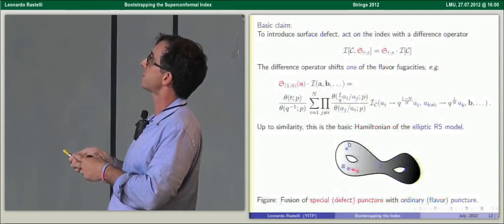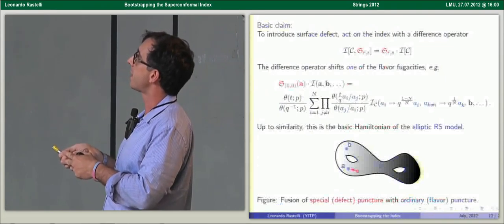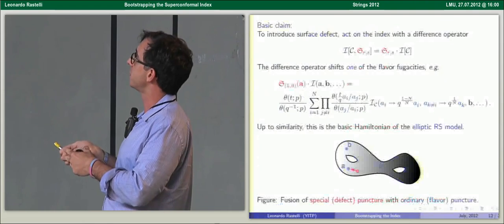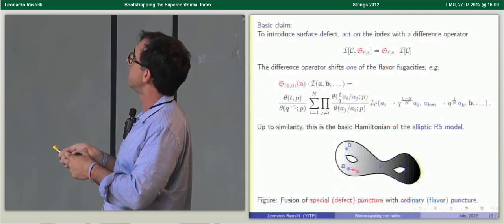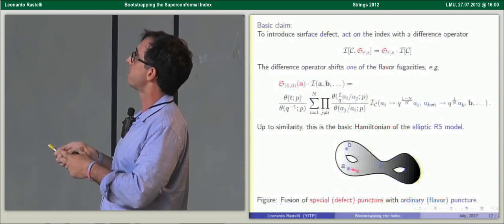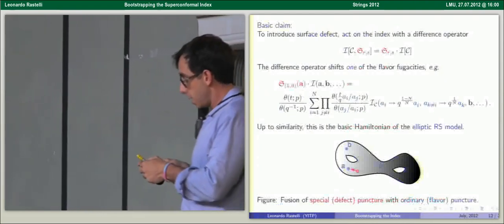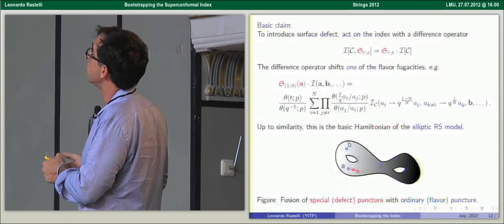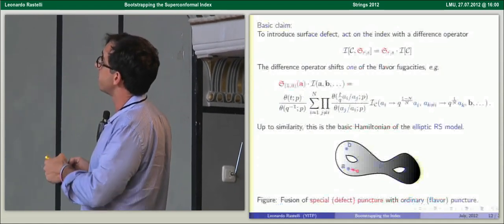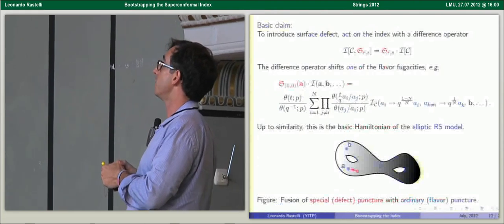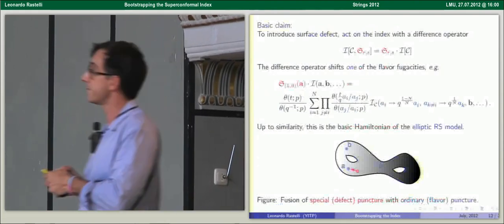flavored punctures. So for example, here I'm fusing the red puncture with the blue puncture, and the fusion amounts to shifting these SU(N) fugacities in a rather complicated way that involves a sum over N terms of ratios of theta functions. And we were very pleased to learn that this is, in fact, a known difference operator. It's the basic Hamiltonian of the elliptic Ruijsenaars-Schneider model.